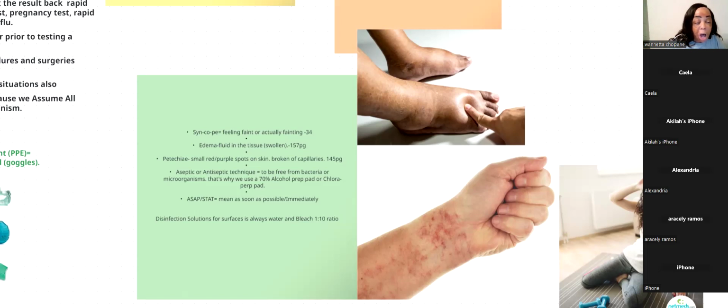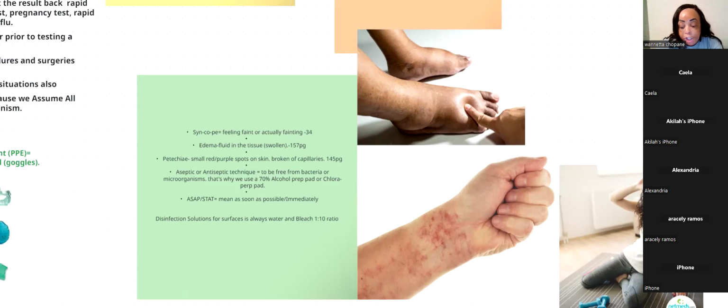Have I seen it often in my career? I haven't really seen it often, but you are tested on that knowledge. Petechiae. It talks about it in your book on page 145. Give me one second.